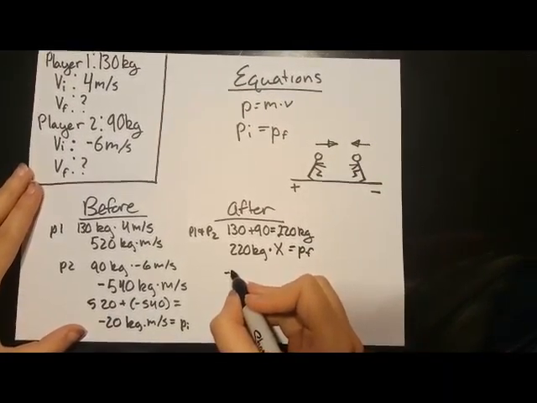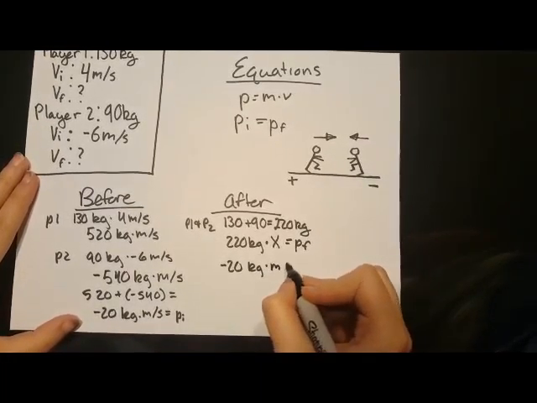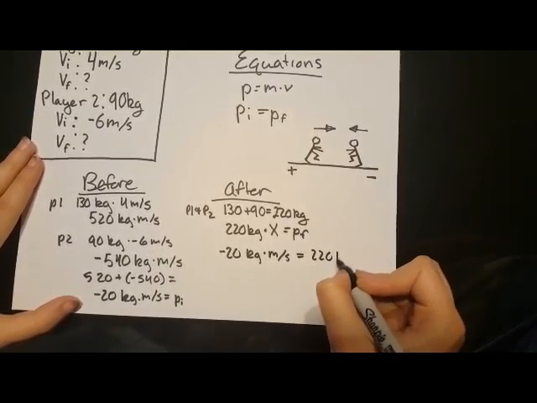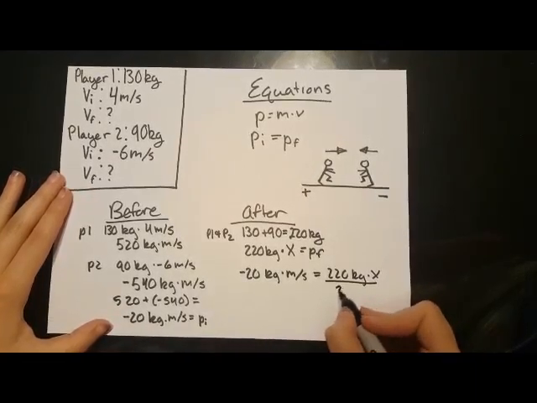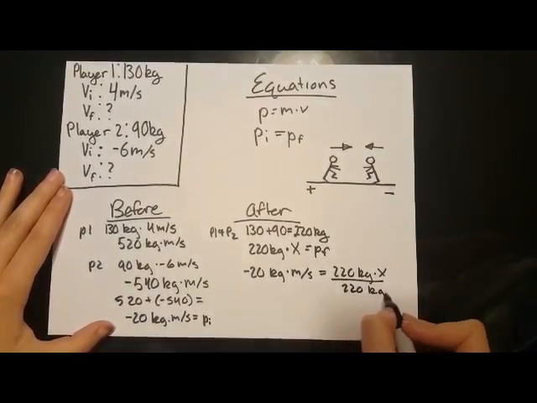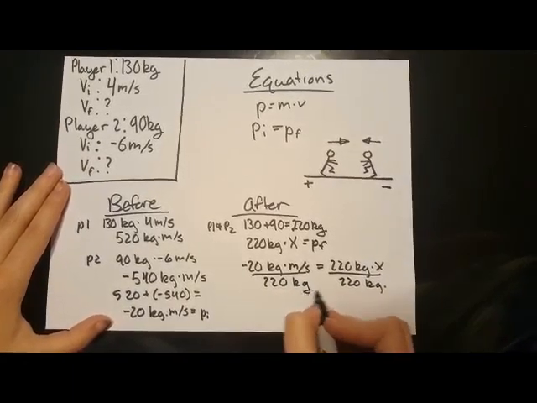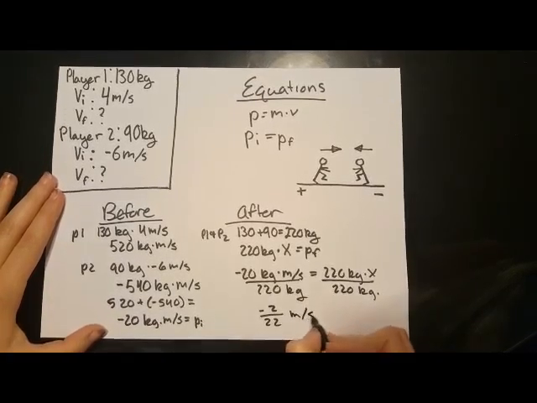So, if you remember, final momentum equals initial momentum. So we're going to set up 220 kilograms times x equals negative 20 kilograms times meters per second. And we're going to divide the negative 20 by 220. So our answer will be negative 2 over 22 meters per second.